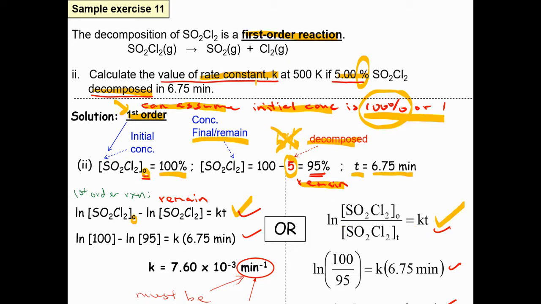Now the rate constant, the question didn't mention the unit, right? But the rate constant must show a unit, because the unit represents the order. Therefore, you must give the unit for the rate constant of first order. If first order, it must be per minute or per second or per hour, depending on the question given. The question gives minutes, so we use per minute.